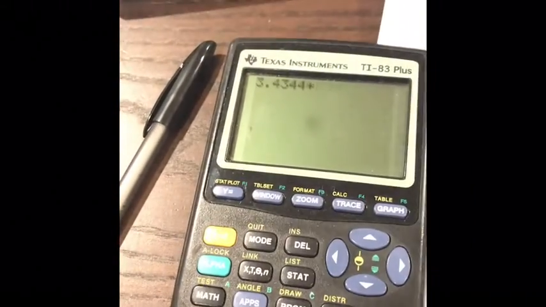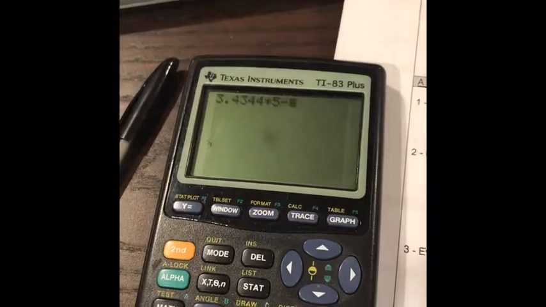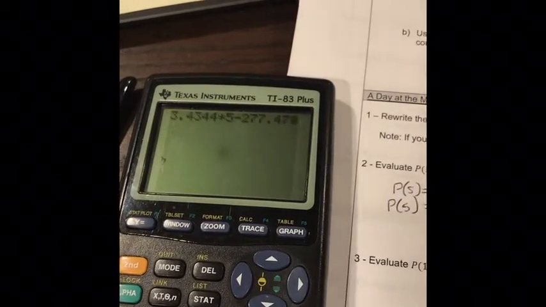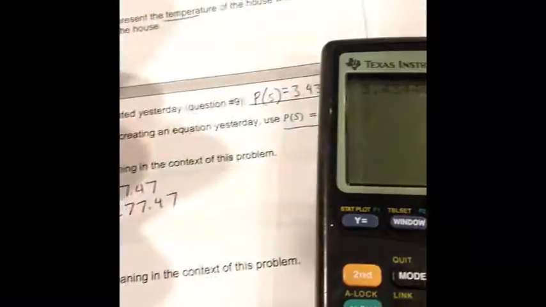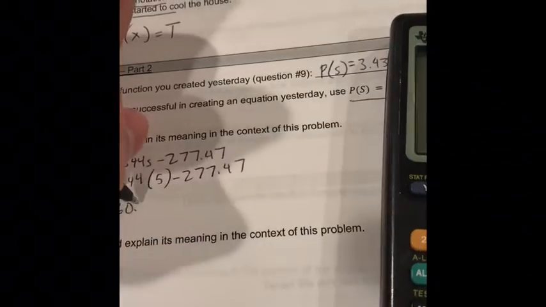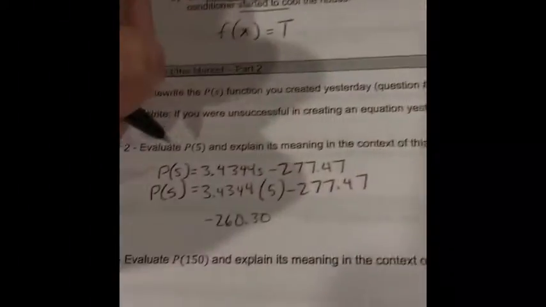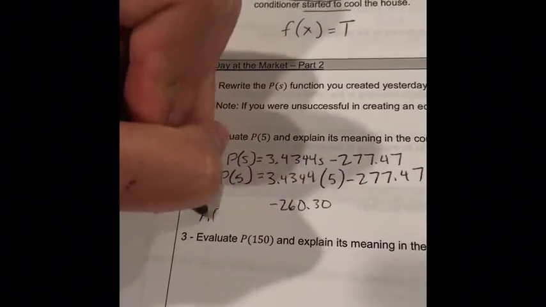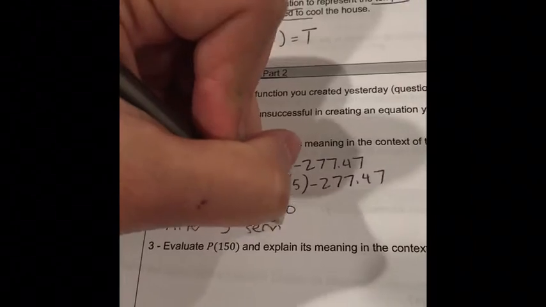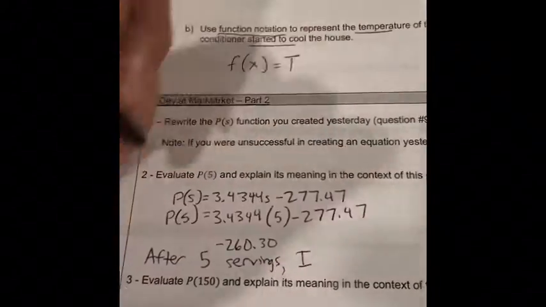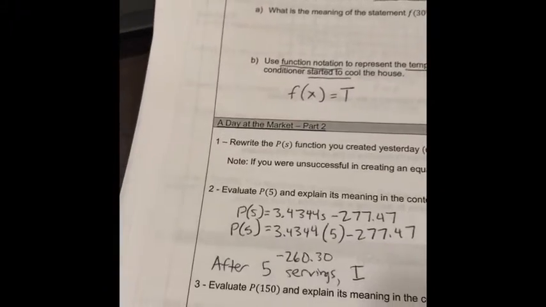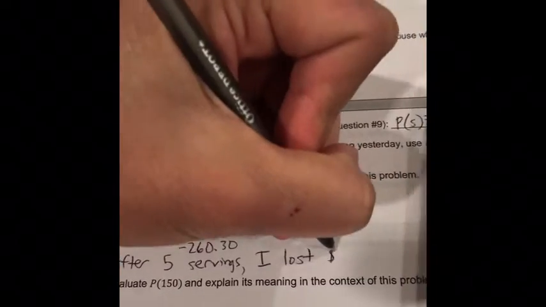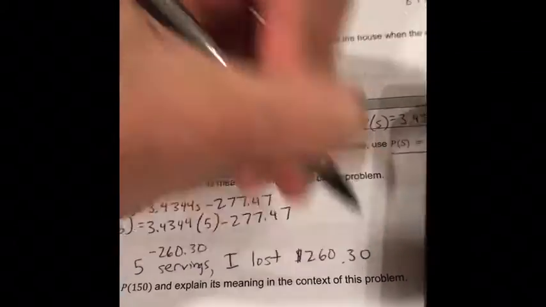3.4344 times 5, actually, yeah, minus 277.47 is negative 260.30, around that. So basically, what this means is this is 5 servings, right? And this is negative money. So after 5 servings, it's negative, right? So if it's negative, did I gain or did I lose money? I lost money. So I lost $260.30. Ooh, not good.